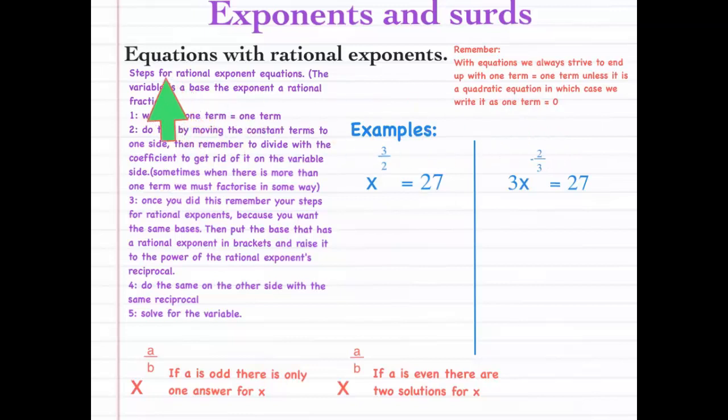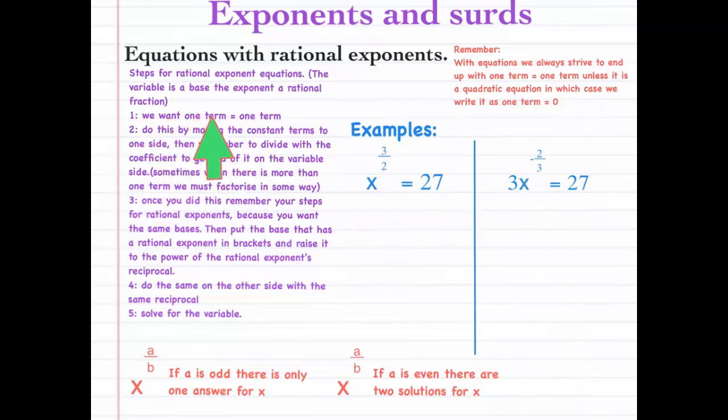Now, here are the steps for rational exponent equations. The variable is a base, the exponent a rational fraction. So what is a rational exponent equation? That's when the base is a variable and the exponent is a rational fraction. Look, the base is a variable, and the exponent is a rational fraction.